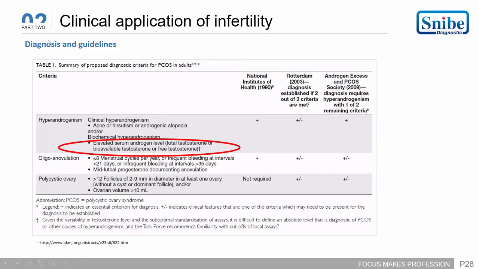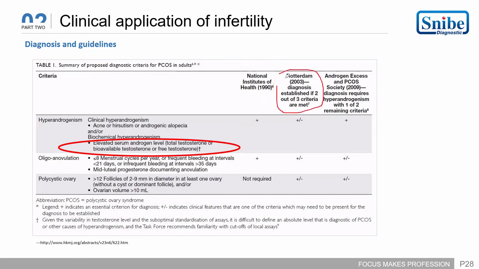So if we talk about the diagnosis and the guidelines, according to the proposed diagnosis criteria for PCOS, in case of hyperandrogenism, the elevated serum androgen levels, that is the total testosterone and the bioavailable testosterone, that is the free testosterone levels, help to diagnose that difference. So these guidelines are from the National Institute of Health.